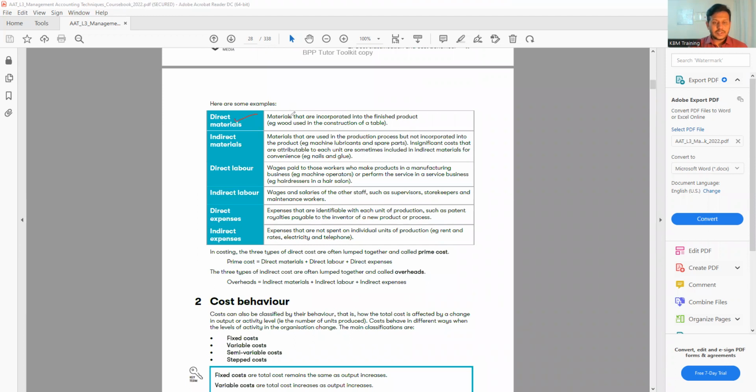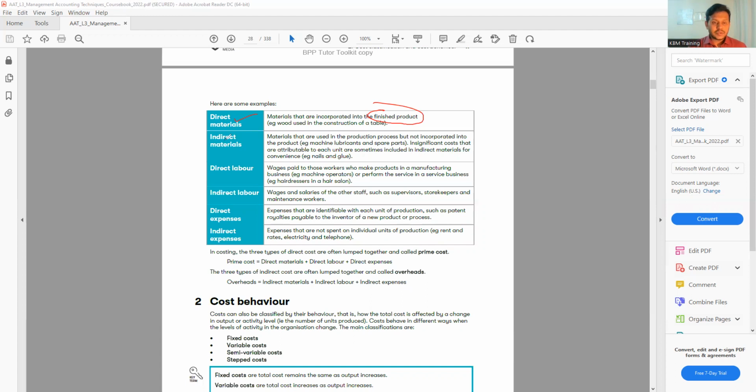Direct material that is incorporated into the finished product. Now, the meaning of the finished product is that the product is ready to sell. Now, the product has different stages. For example, we can have work in progress. Work in progress means the product is still in process, it's not ready yet. We call it work in progress.